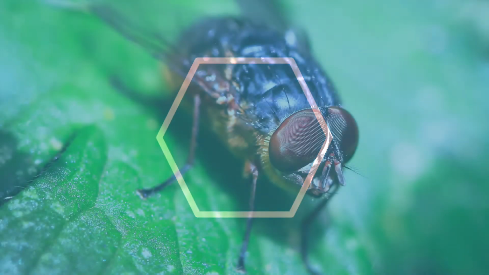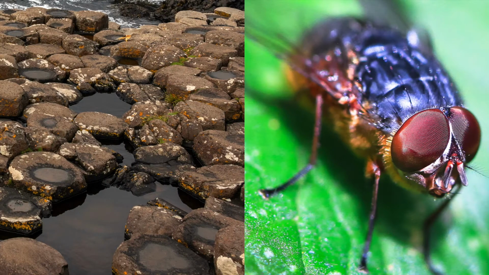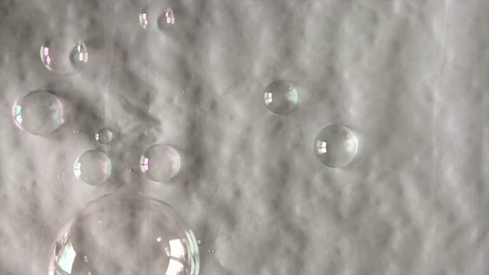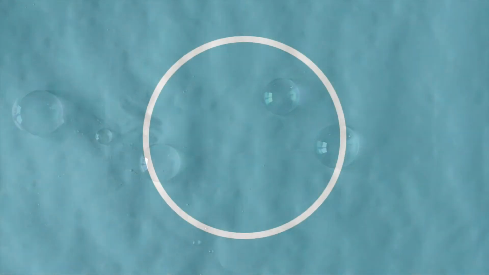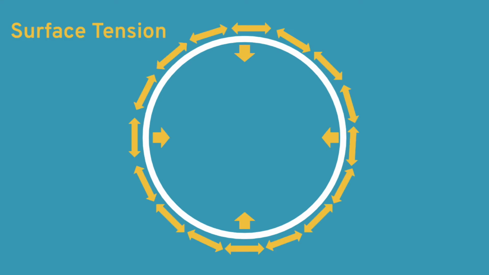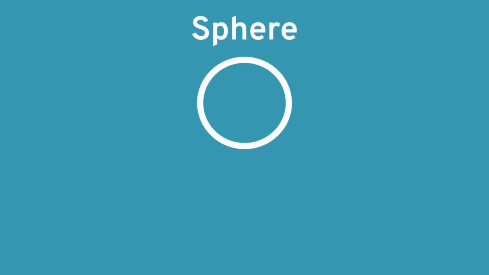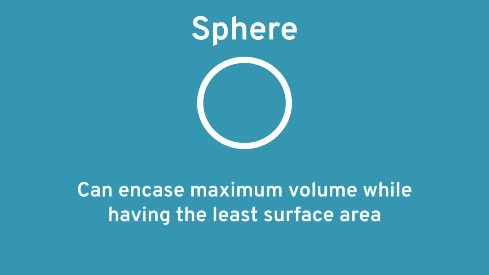So why do hexagons appear in all these places in nature on both a small and large scale? It turns out that hexagons are a very efficient shape. You can experiment with this by using bubbles. If you blow a bubble into the air, it will become spherical due to surface tension forcing the bubble to have the least surface area and air pressure pushing outwards. Mathematically, a sphere is the most efficient shape because it can encase maximum volume while having the least surface area.